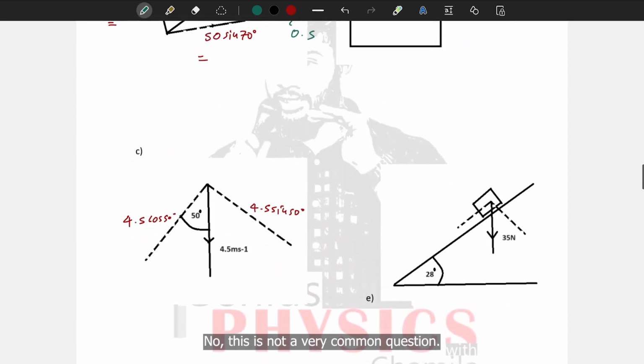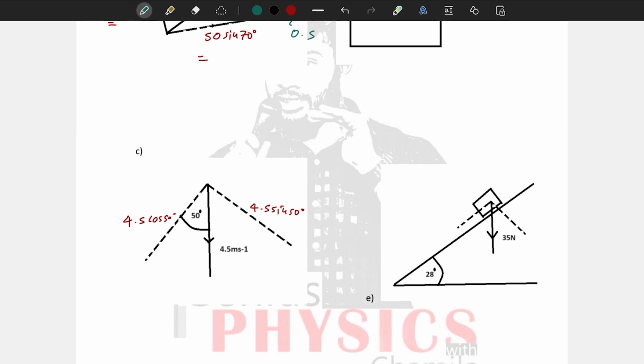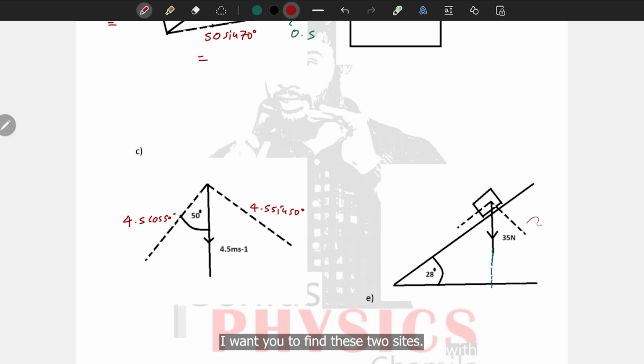Right, now this is not a very common question and it's somewhat complicated, as this is a bit extraordinary compared to what we have done so far. Don't worry, I'm going to help you out. Now you need to clearly see that this is a plane. I want you to find these two sides in terms of this angle 28 and the given vector which is 35 newtons.